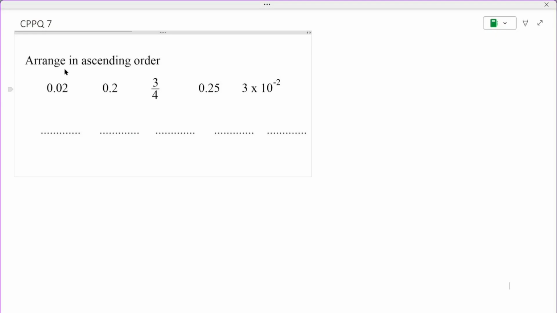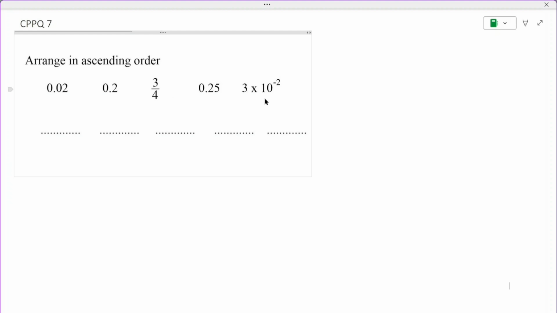Number 7. Arrange in ascending order: 0.02, 0.2, 3 over 4, 0.25, 3 times 10 raised to the power minus 2. The best way to solve this question is to take them all to decimal.